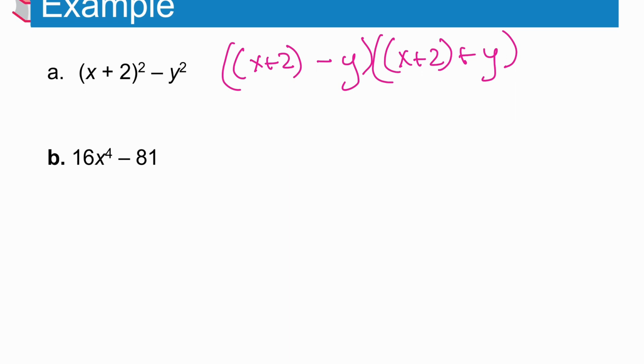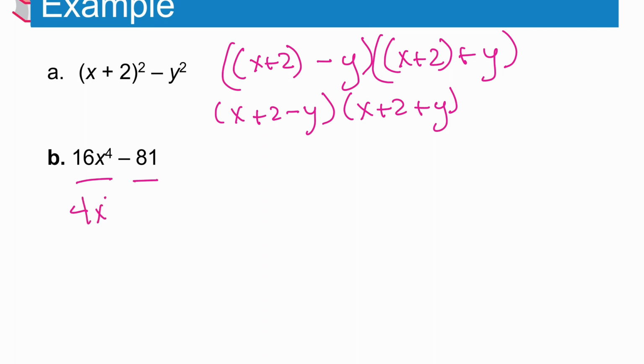And so now we can say this is the same thing as x plus 2 minus y, and then x plus 2 plus y. And we would do the same thing here. 16x to the fourth is the same thing as 4x squared, quantity squared, and then 9 squared.